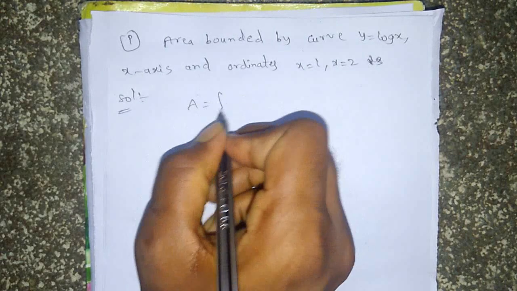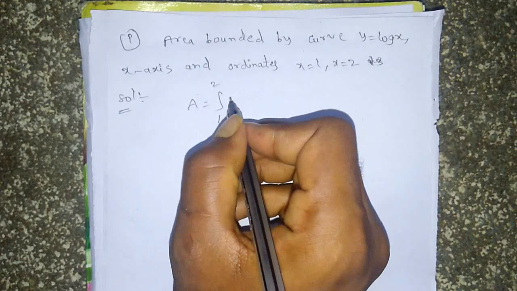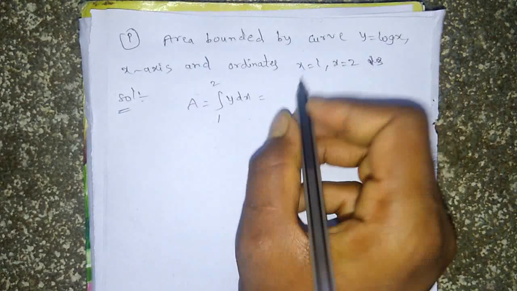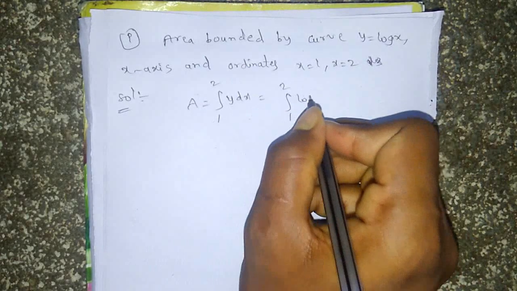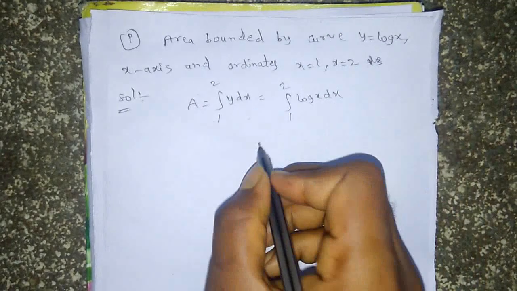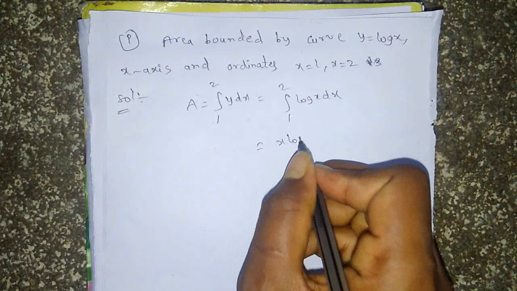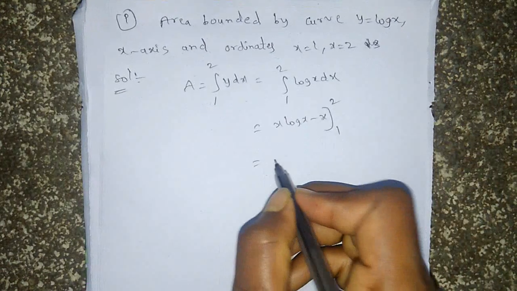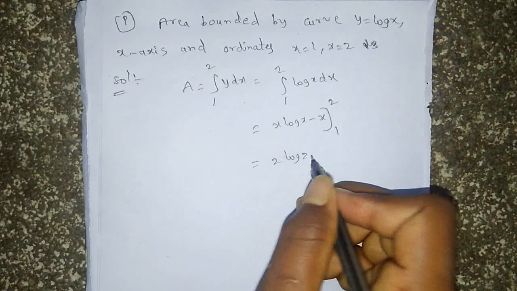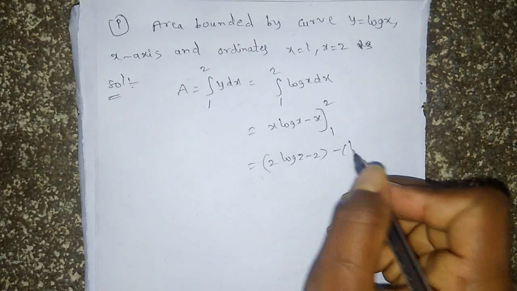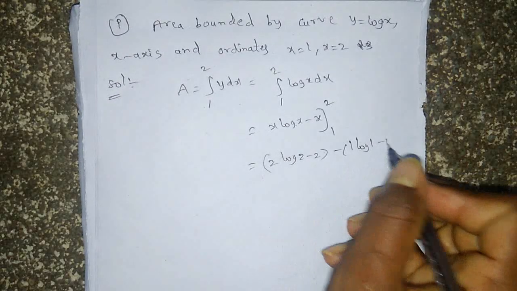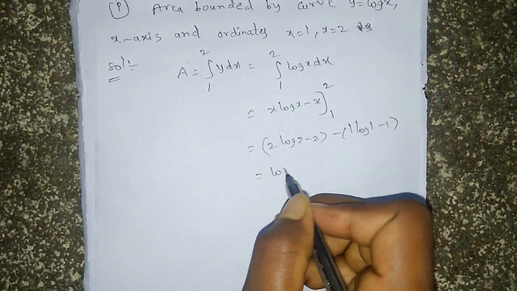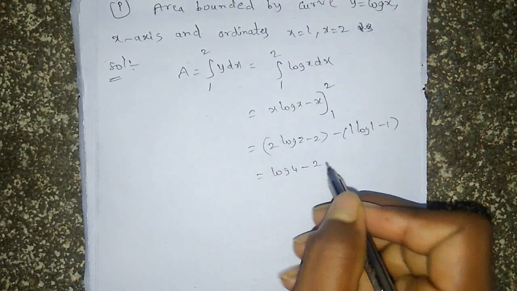So your required area is the integral with limits 1 to 2 of y dx, that is 1 to 2 of log x dx. Now the integration of log x is x log x minus x, limits are 1 to 2. Area is 2 log 2 minus 2 minus (1 log 1 minus 1), that is log 4 minus 2.